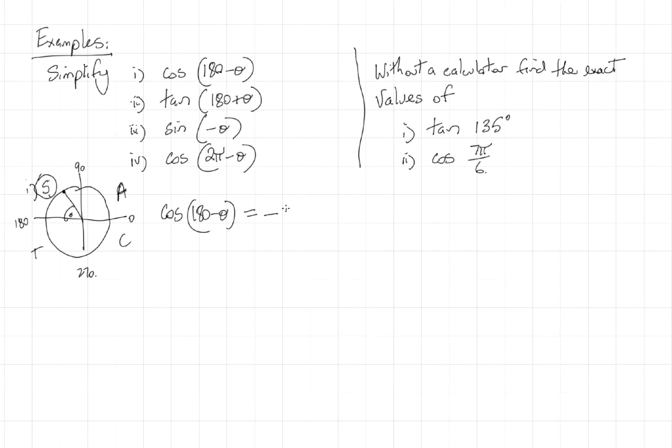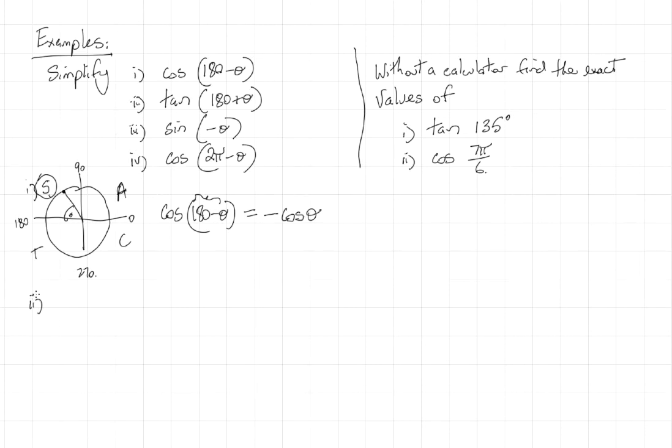We then write that trig ratio, and then we drop this bit. Whatever's before the theta, we just drop it and say that's equal to cos theta. And that's the end. That's it. Done. So the cos of 180 minus theta is exactly the same as negative cos theta.